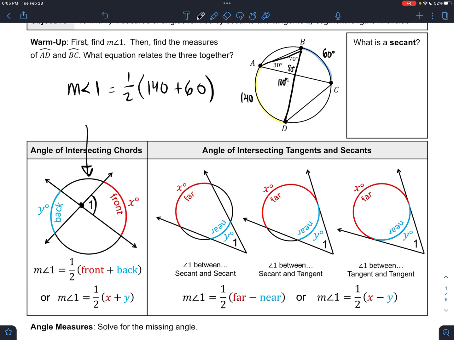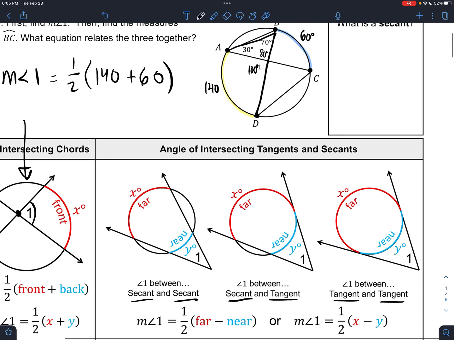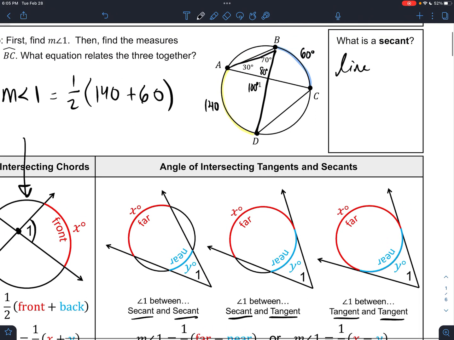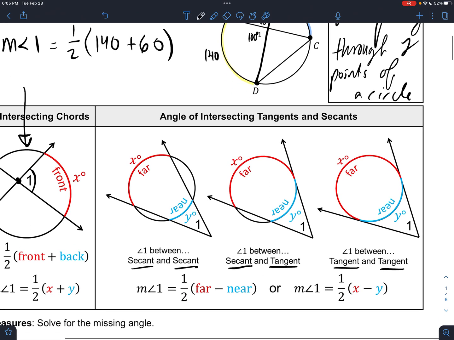Okay. And we have another theorem too, which is more about angles that are outside the circle. And it could be an angle formed by a secant and a secant, a secant and a tangent, or a tangent and a tangent. And a secant is a line passing through 2 points of a curve, or a circle in this case. So a secant is one of like these here, where it passes through 2 different locations.